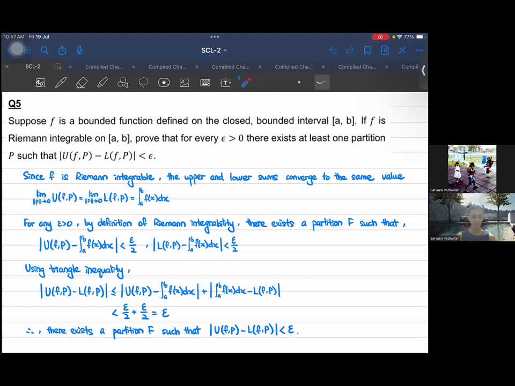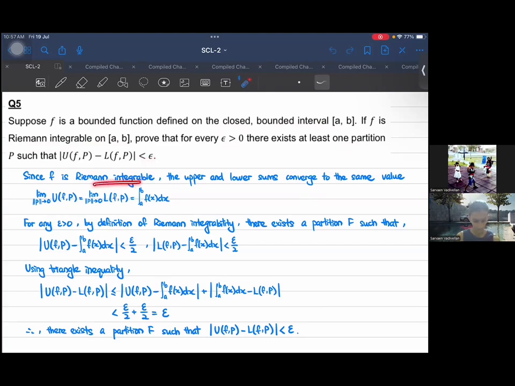Today I'm going to explain question 5. Suppose f is a bounded function defined on the closed bounded interval [a, b]. If f is Riemann integrable on [a, b], prove that for every epsilon more than 0, there exists at least one partition P such that the upper sum of f minus the lower sum of f with respect to partition P is less than epsilon.